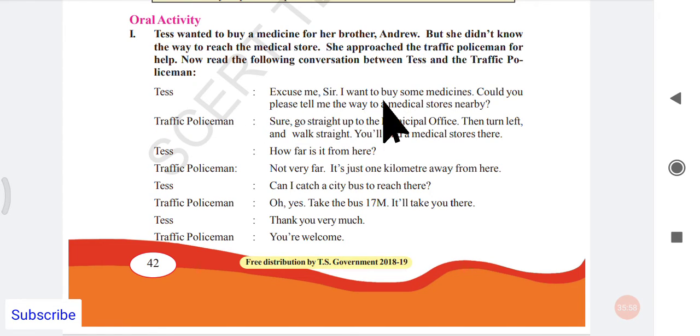Tess: Excuse me sir, I want to buy some medicines. Could you please tell me the way to the medical store nearby? Traffic policeman: Sure, go straight up to the municipal office, then turn left and walk straight. You will find a medical store there. Tess: How far is it from here? Traffic policeman: Not very far. It is just 1 kilometer away from here. Tess: Can I catch a city bus to reach there? Traffic policeman: Oh yes. Take the bus 17M, it will take you there. Tess: Thank you very much.